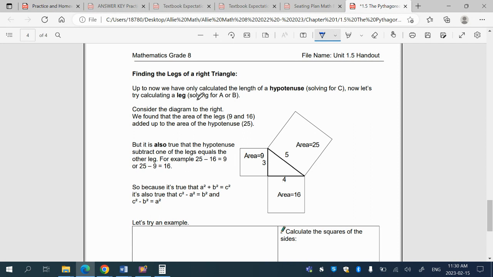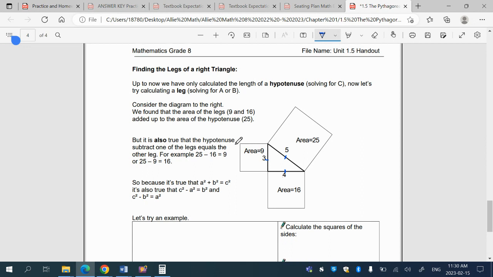so up to now we've only calculated the length of a hypotenuse, so solving for c, so this longest part of the triangle right there. Now we're going to try to calculate one of the legs, so solving for a or solving for b. Consider the diagram to the right.